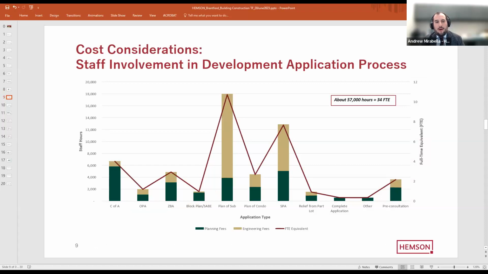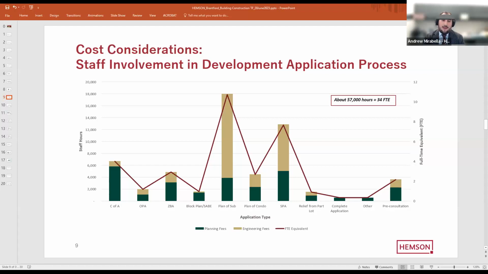And when we think about that cost, what's driving it? These applications are pretty labor intensive, for lack of a better word, meaning that it's staff on the ground reviewing applications, processing the applications, communicating with the applicant, and getting through the processing timeframes. There are quite a bit of hours involved. When we talk with everybody, we've come up with about 57,000 hours just on planning and engineering fees, and that works out to about 34 FTE equivalents when we talk about doing that type of work.